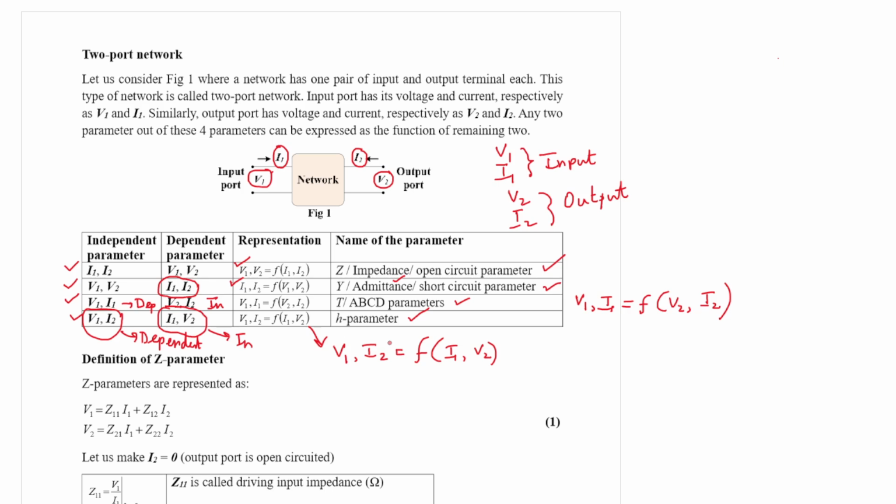So these are the four parameters we shall study. First we have impedance parameter, then admittance parameter, then ABCD parameter, then H parameter. So let us define them one by one.